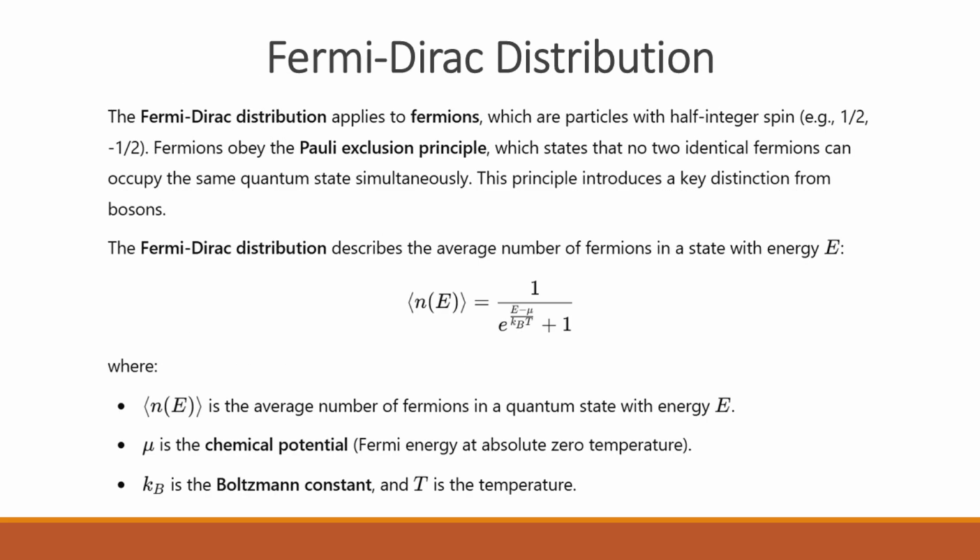Welcome to the fascinating world of Fermi-Dirac statistics. Unlike bosons, fermions follow a completely different set of rules. These particles, including electrons, protons, and neutrons, obey the Pauli exclusion principle, which is like a strict quantum mechanical law. Imagine a classroom where no two students can sit in exactly the same seat. That's how fermions behave in quantum states.